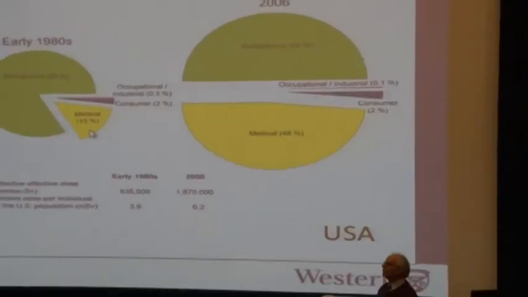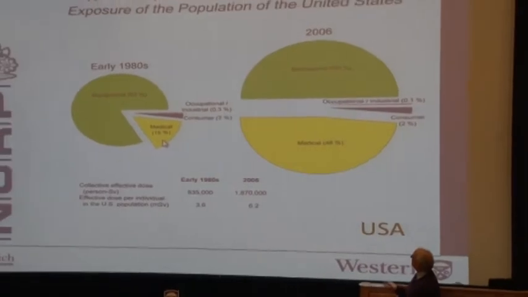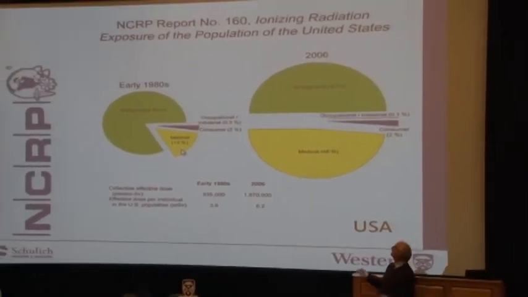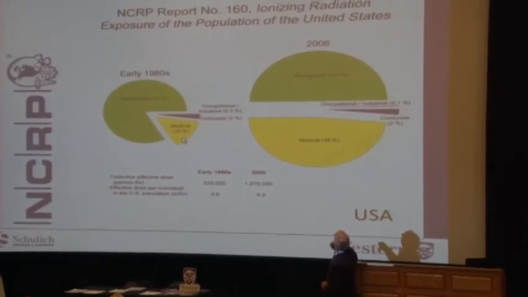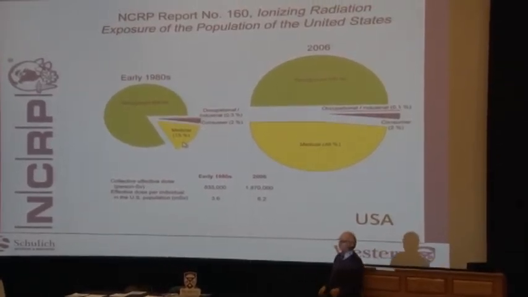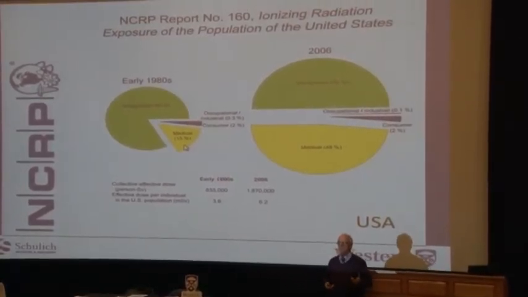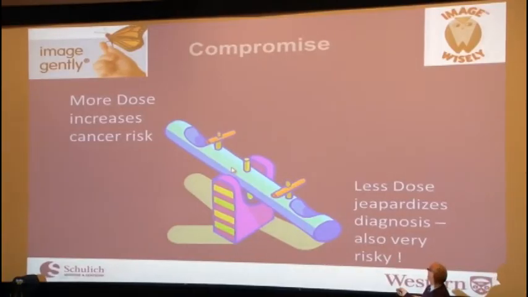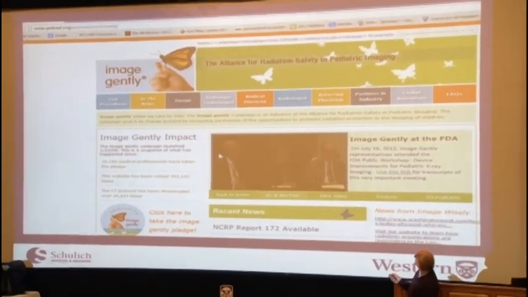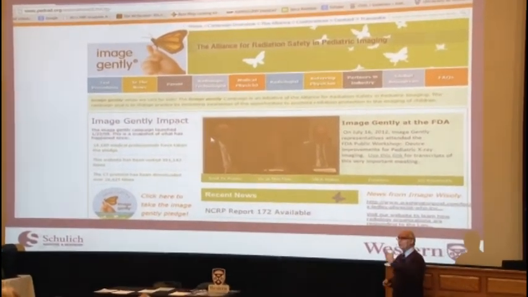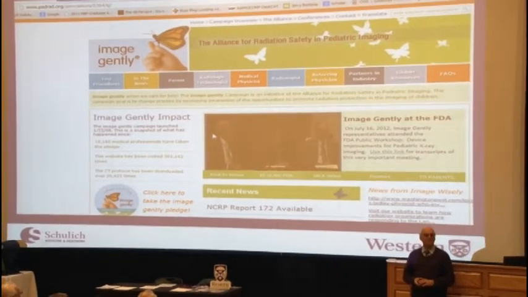Now, there's concern with CT scans. In 1980, medical exposures only accounted for 15% of all the exposures that we receive. It shot up to about 50% in 2006, so there was a big push to reduce the dose diagnosis. So it has to be a delicate balance, and this has been implemented. It's called Image Gently. This is mainly for children, but there's also Image Wisely, which applies to more senior members of the community.